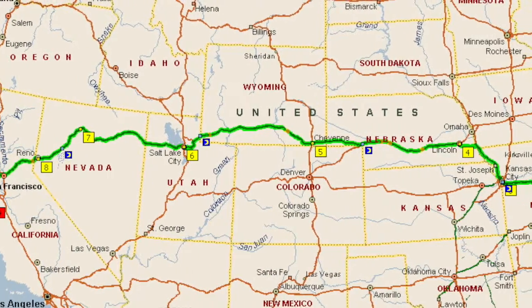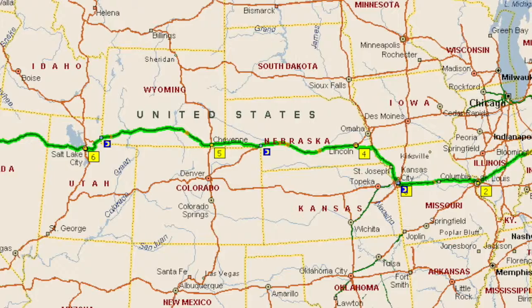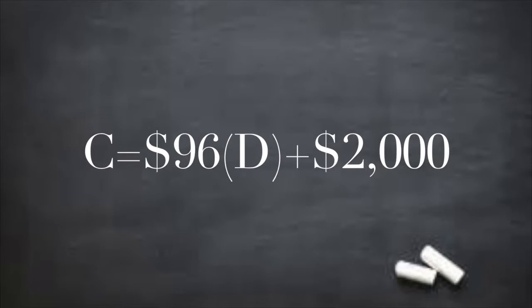So if the second leg of my trip was 7 days long, I can use my linear equation to find out just how much my expenses were. So I have C equals 96D plus 2,000.